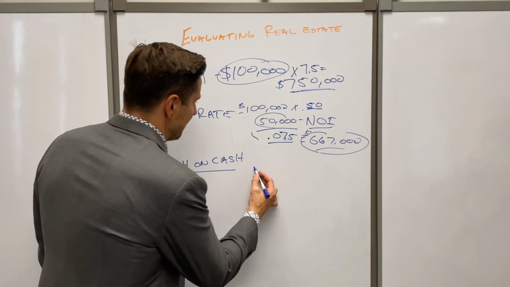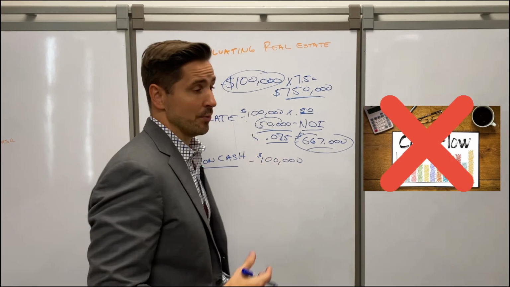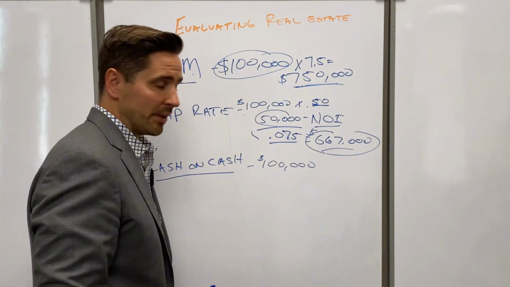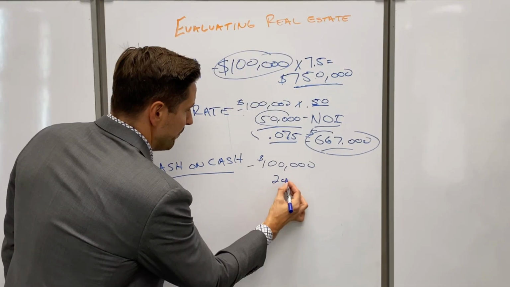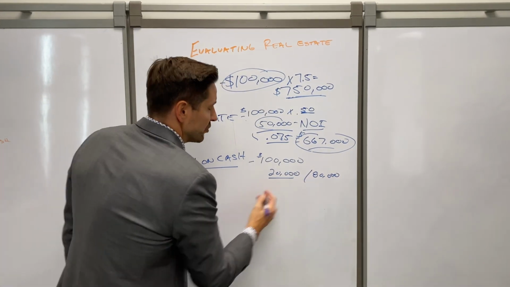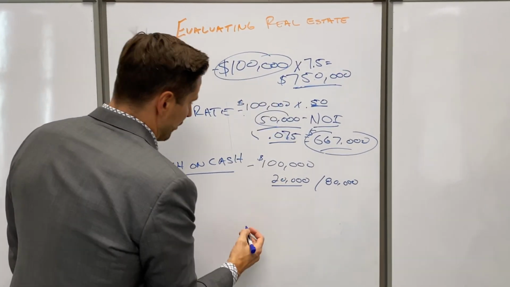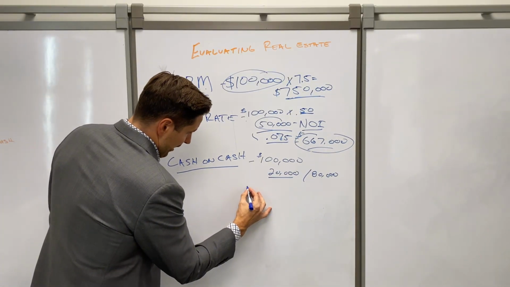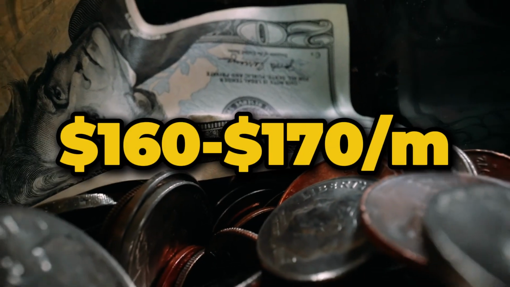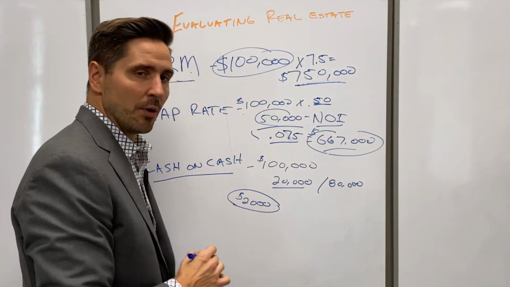I'll use a real simple example. In this case, let's just say we know the value of the property is $100,000, not the cash flow, not the gross rents, it's $100,000. And let's say to buy this property, we have to put 20% down. We put 20% down and we get a loan for 80%. We put $20,000 down, we get an asset worth $100,000. And then let's say in that given year, we make about $2,000 in cash flow. That's about $160, $170 a month, okay? So you make $2,000 in cash flow on that property.